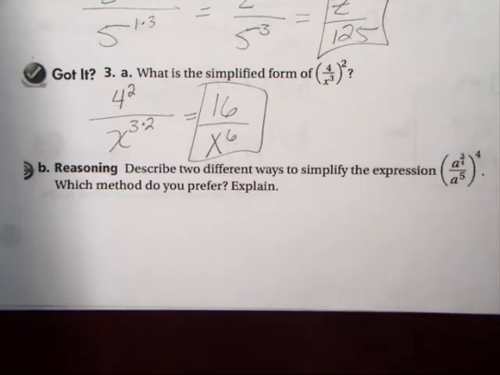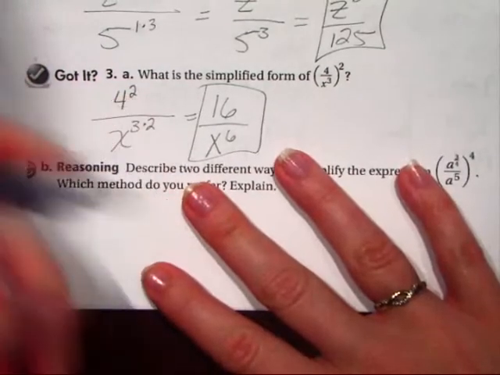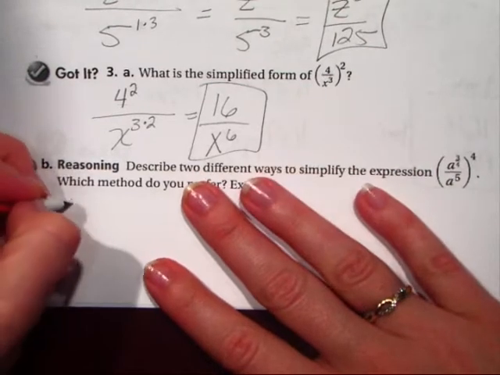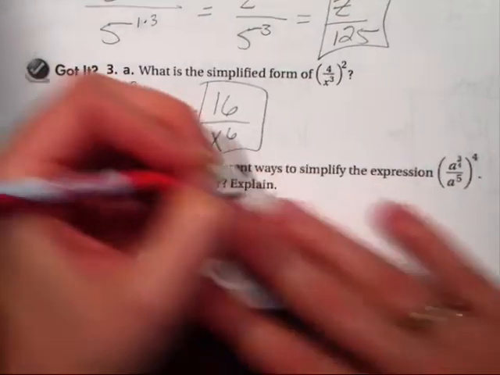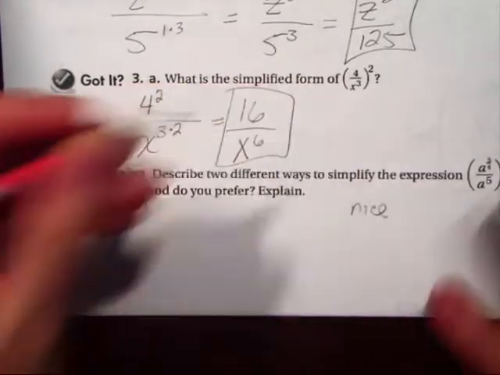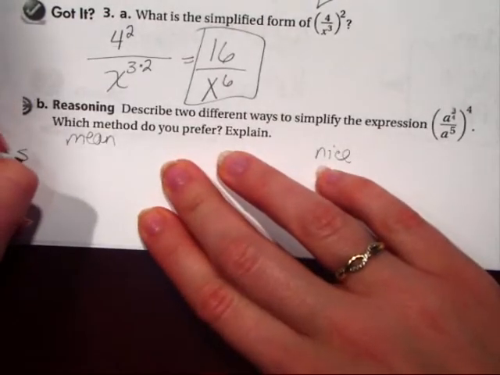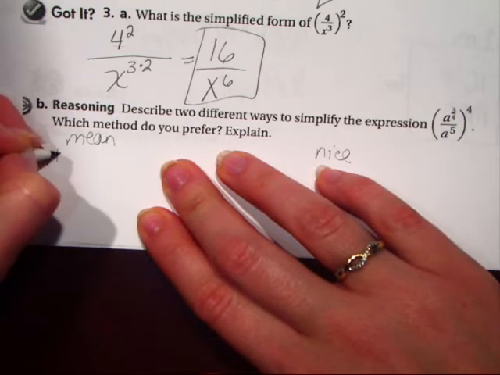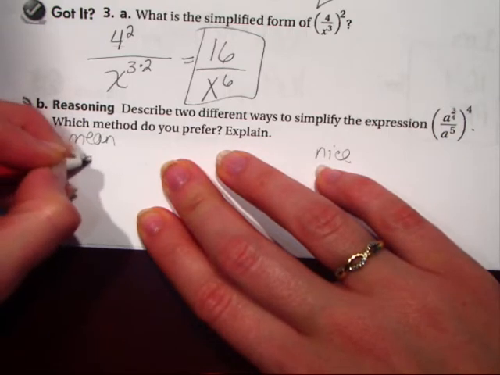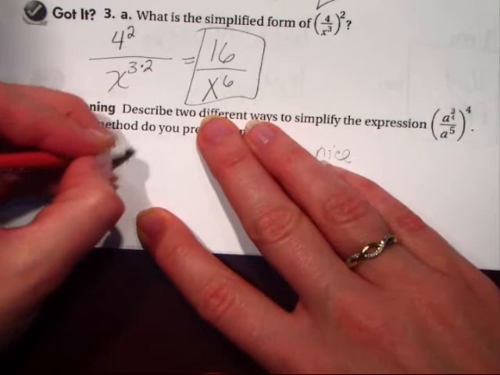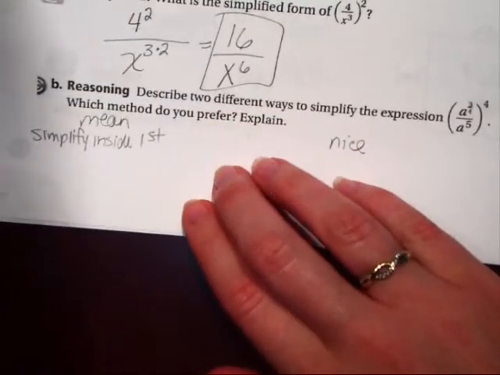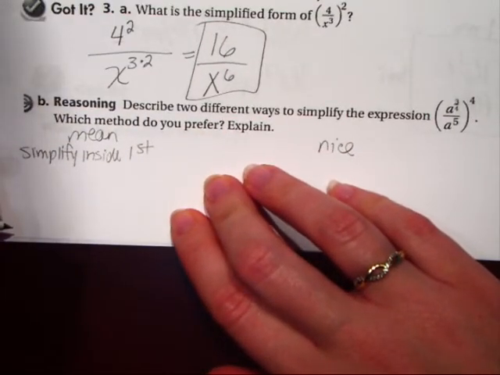Well, I can show you the mean way, okay? Because there's two ways. There's the mean way and there's the nice way. Mean versus nice. Let's get the icky one, the mean one, out of the way first. You could simplify inside first.